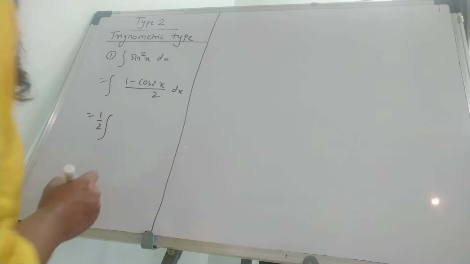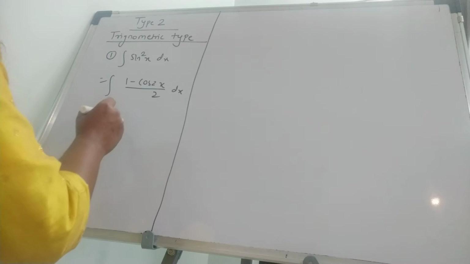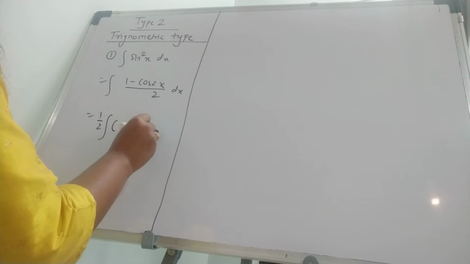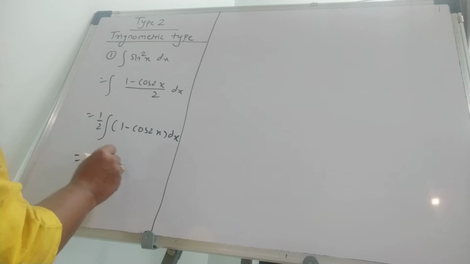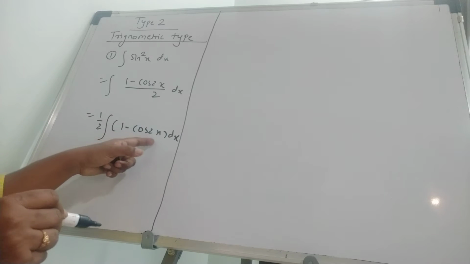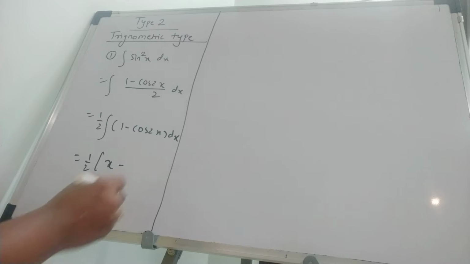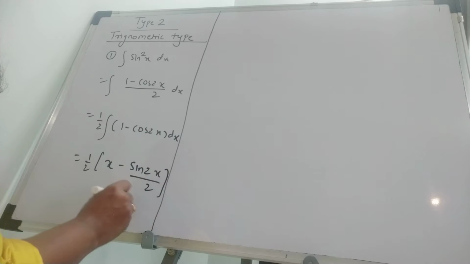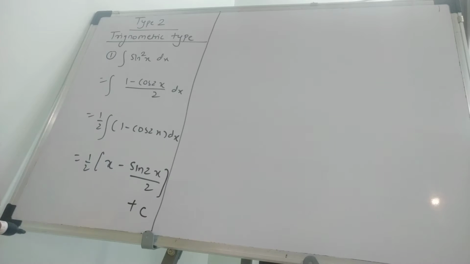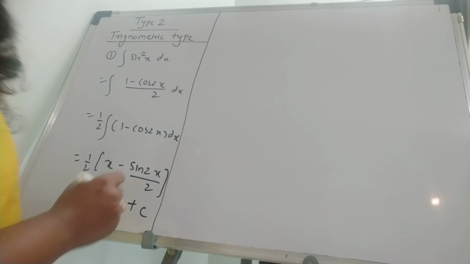1 by 2 constant outside integration. So inside it is 1 minus cos of 2x dx. Integration of 1 with respect to x is x. For cos of 2x, integration value is sine of 2x divided by always the coefficient of x, that is 2, plus some constant value c.